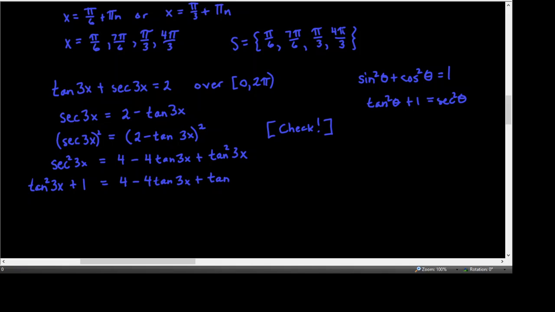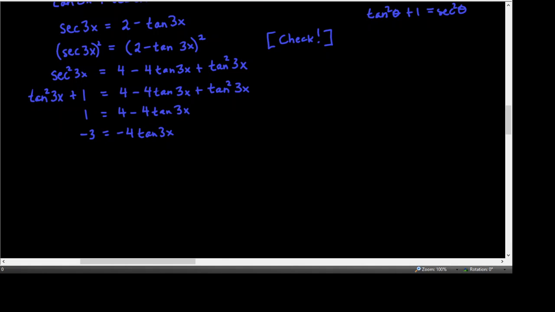And luckily for us, it is quadratic, at least at this stage, but if I subtract tangent squared of 3x from both sides to try to get everything equal to 0, the tangent squares cancel each other out, and I get this. And now, since this is a linear tangent problem, we're going to isolate tangent of 3x. So I'm going to subtract 4 from both sides and divide both sides by -4.